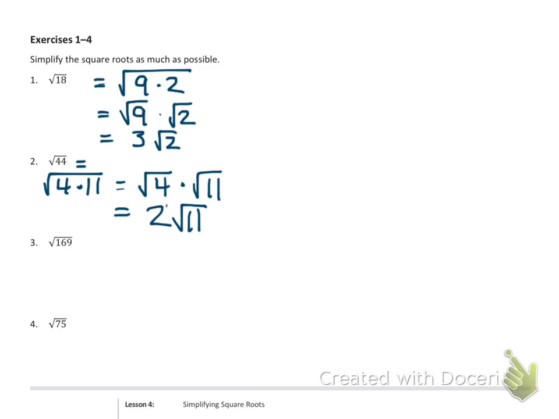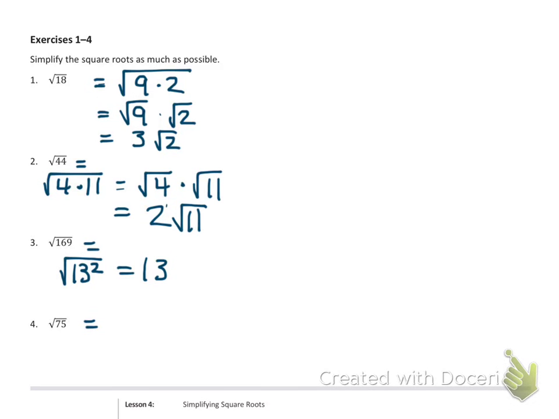Okay, square root of 169 is equal to the square root of 13 times 13, or 13 squared, which is just equal to 13. So for that one, we didn't really need to use our rule, but we just know that it's a perfect square.